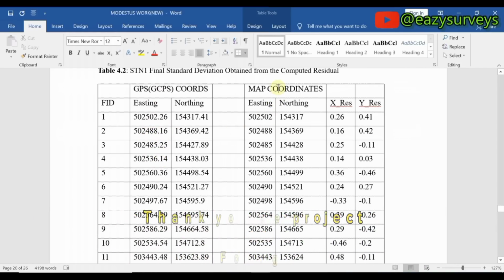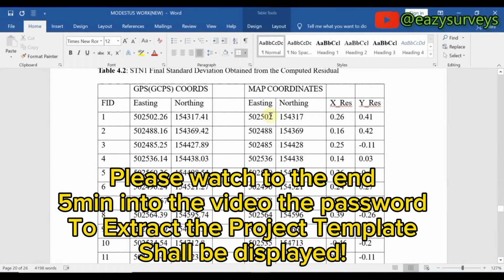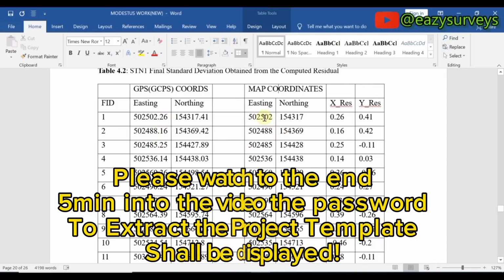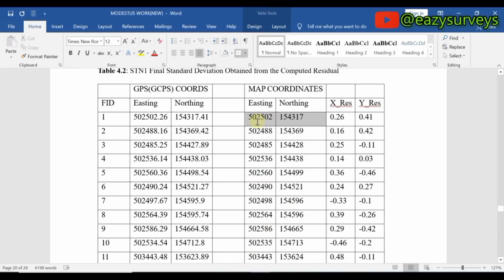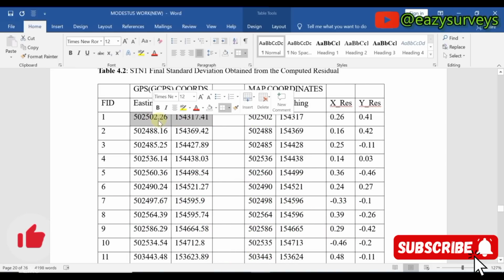Then here are the map coordinates, the digitized coordinates. I imported this set of GCPs into the ArcMap environment, then I digitized it on the georeferenced imagery. Then I obtained this set of coordinates with respect to its equivalent ground control points. All right, ground coordinates. So when I did the differencing, the distance of this minus the distance of this will give you 0.26.